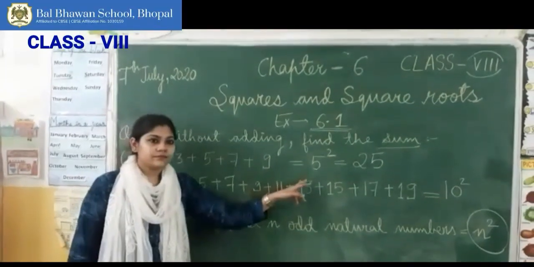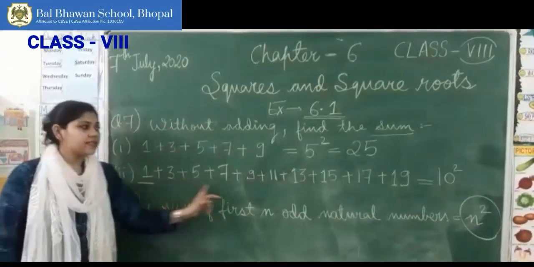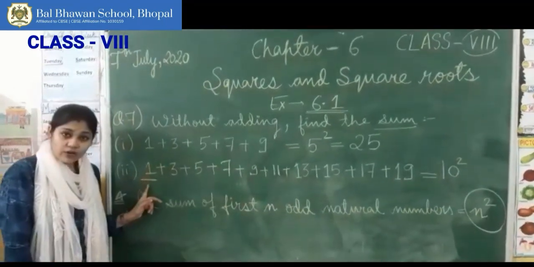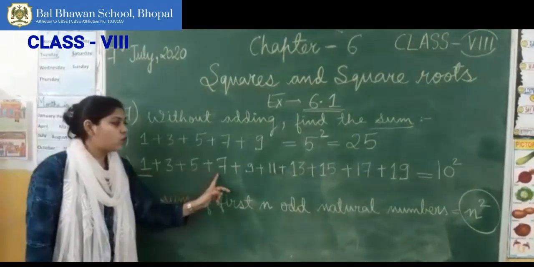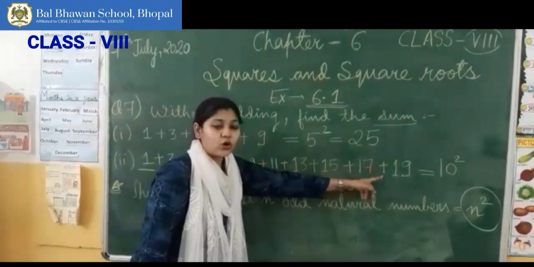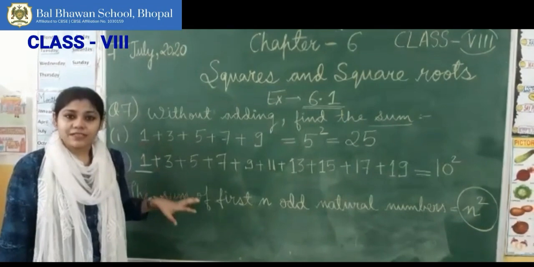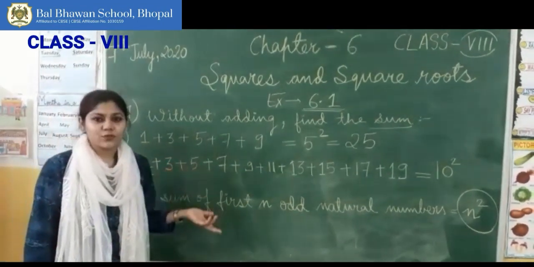Now come to the second part of the question. We are given certain odd numbers. They are consecutive. They are starting from 1. Let's see how many odd numbers are there. 1, 2, 3, 4, 5, 6, 7, 8, 9, 10. Okay, so 10 consecutive first odd natural numbers are there. So to find their sum without calculation, we will simply find the square of 10.